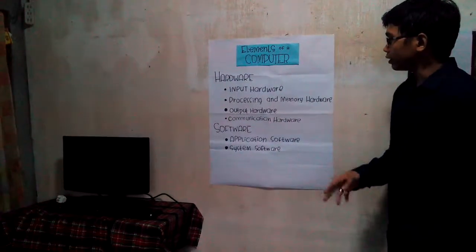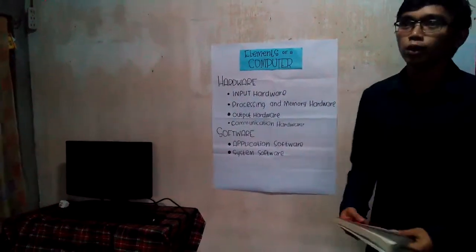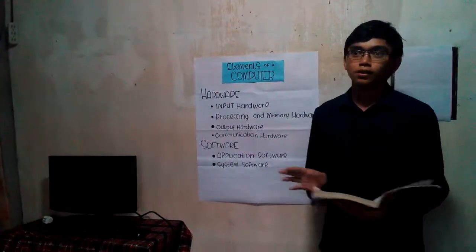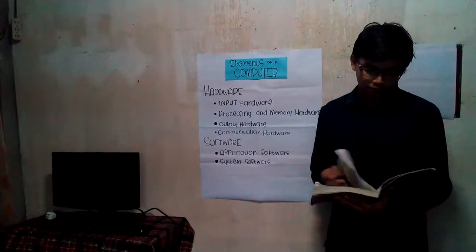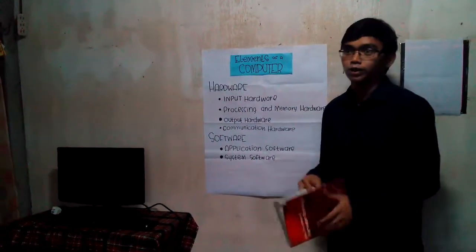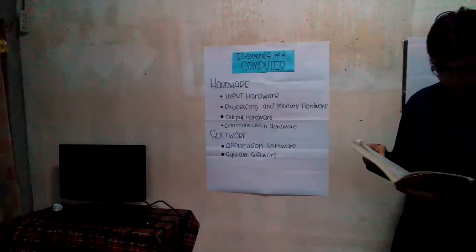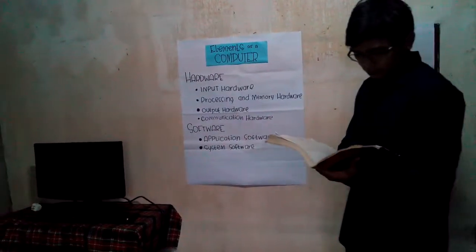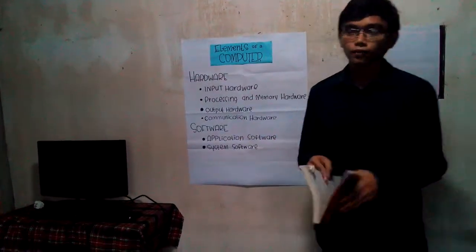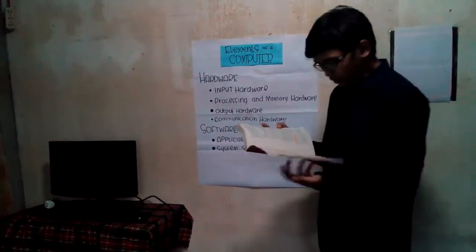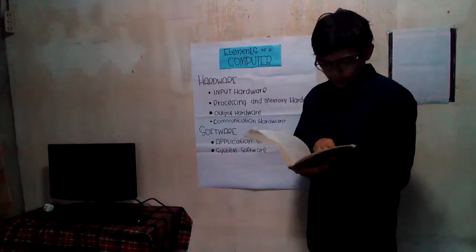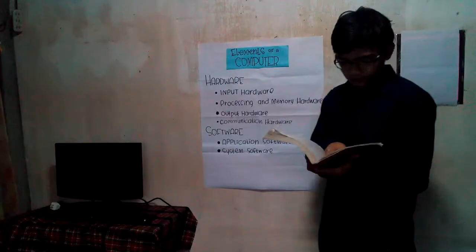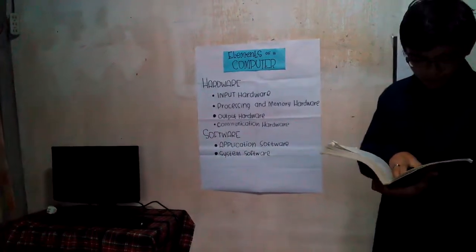And second is the processing and memory hardware. So what is processing and memory hardware, class? The brain of the computer is the processing and the main memory device housed in the computer system unit. The system unit or system cabinet houses an electronic circuitry called the CPU, which does the actual processing, and the main memory supports the process.